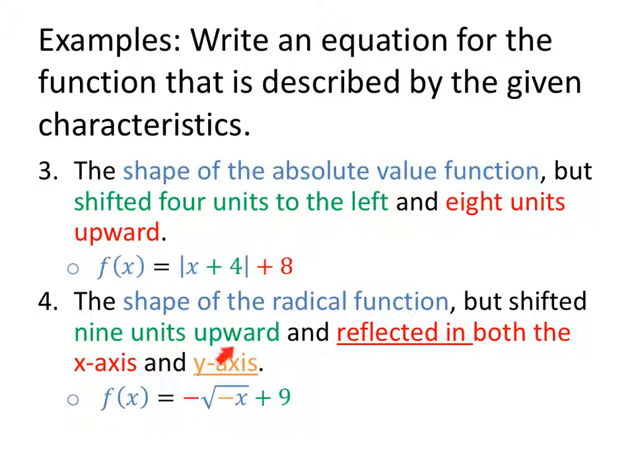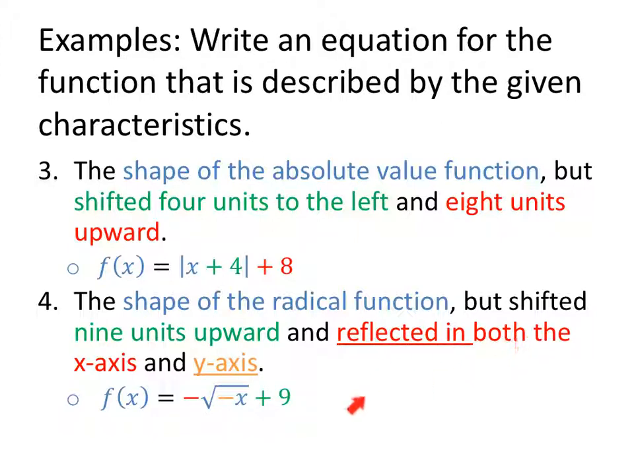Number 4, the shape of the radical function. So f of x equals the square root, and then I have an x in there. Shifted 9 units upward. I'm going to add 9 on the outside of the radical. After the radical is finished, then I add 9 to the y values.